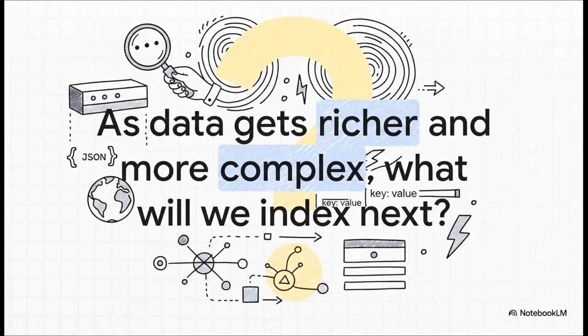And all of this leaves us with one final question to think about. We've gone from indexing simple values to indexing JSON, arrays, and even the planet itself. As our data keeps evolving and getting richer and more complex, what's the next great indexing challenge on the horizon?